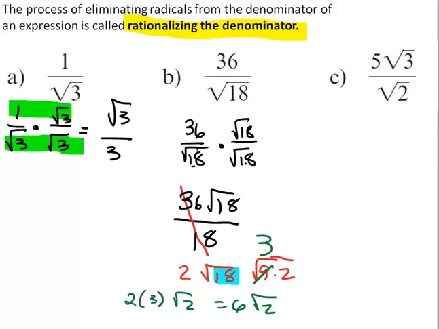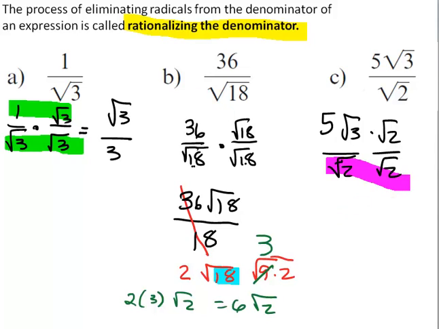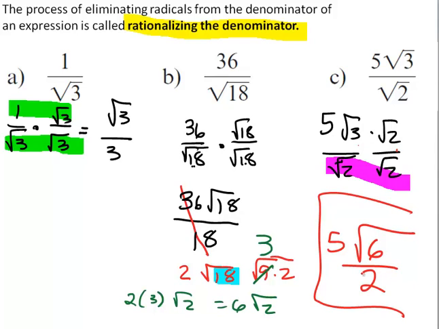Same thing here. I have 5 times the square root of 3 times the square root of 2 over the square root of 2 times the square root of 2. Together, this is the square root of 4, or just plain 2. And up here I have 5 times the square root of 3 times 2, which is 6. These are both prime numbers, so 6 doesn't have any hidden squares in it. And I can't reduce 2 and 5, so I'm good here.